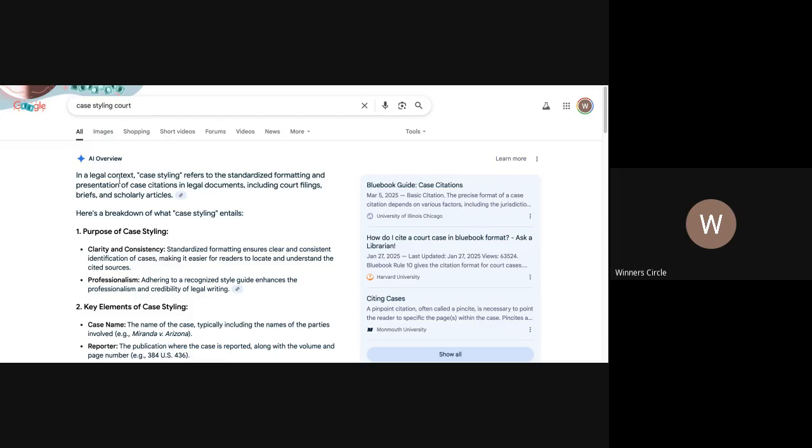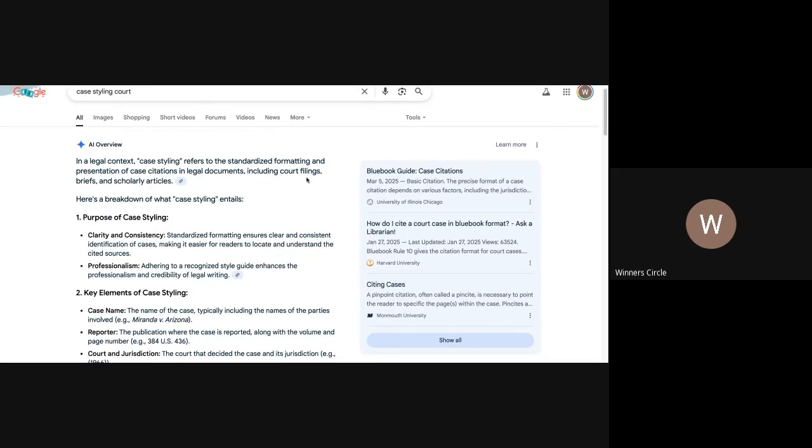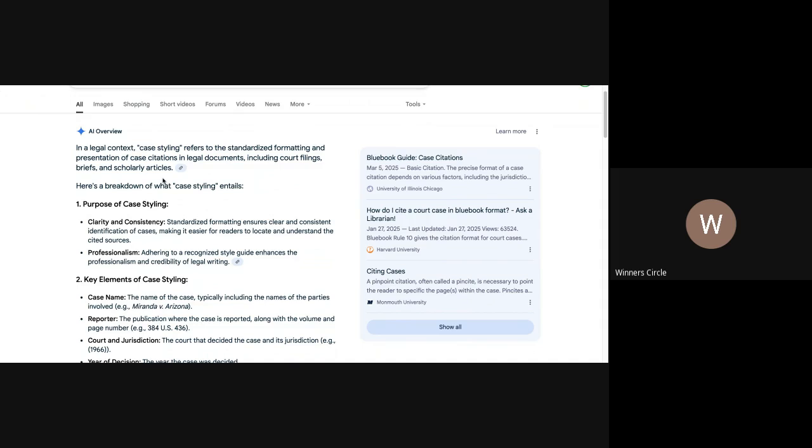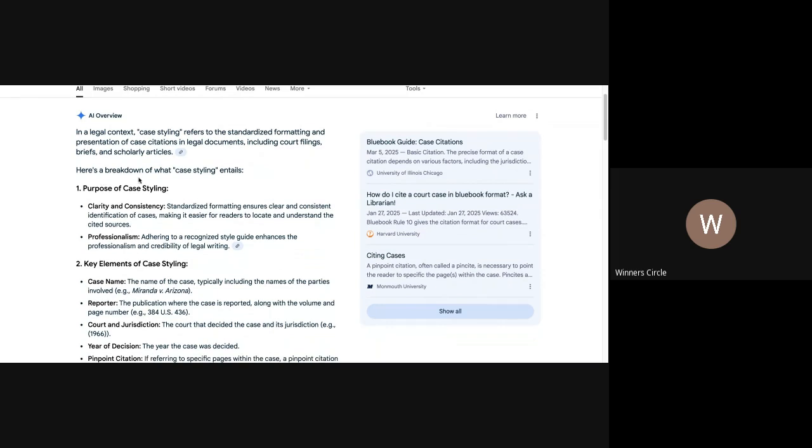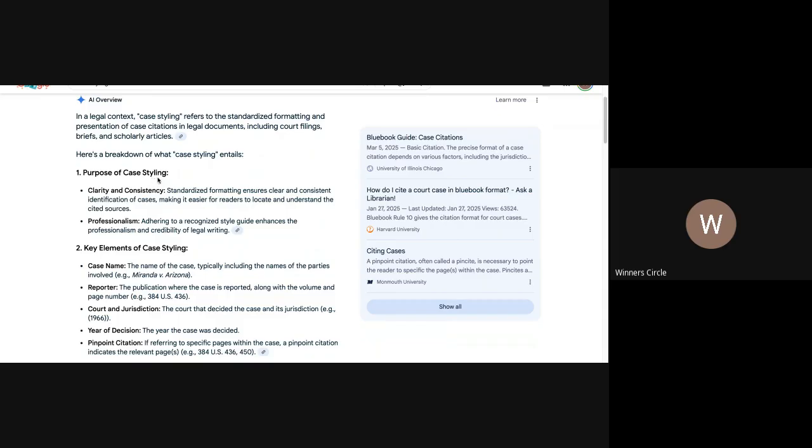So in legal context, case styling refers to the standardized formatting and presentation of case citations in legal documents, including court filings, briefs, and scholarly articles. Here's a breakdown of what styling entails. The purpose of case styling: clarity and consistency. Standardized formatting ensures clear and consistent identification of cases.